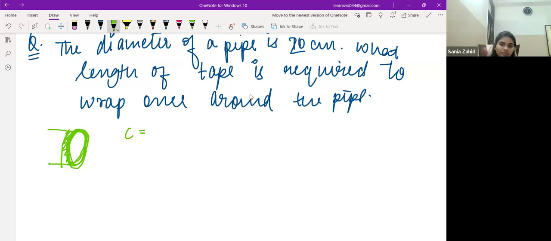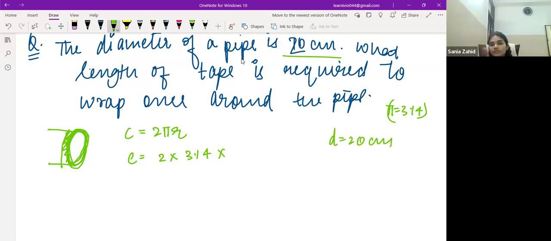2 pi r. So you use the formula 2 pi r. So circumference becomes 2 into, and I say you take pi as 3.14. So 2 into 3.14 into radius. But you don't know what is the radius. But you know diameter is 20. So who will tell me if diameter is 20 centimeter, what is the radius?